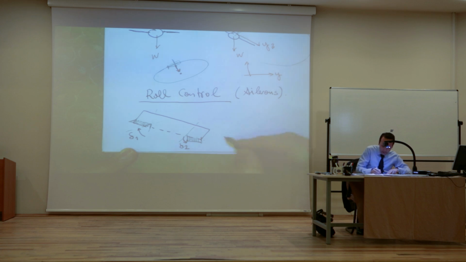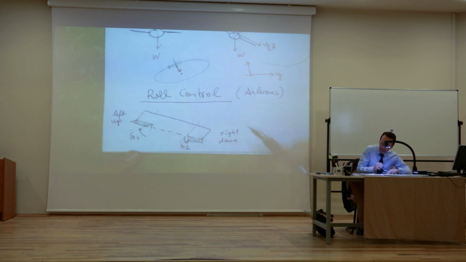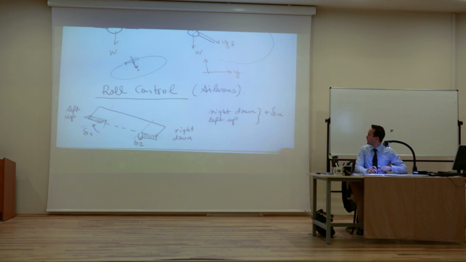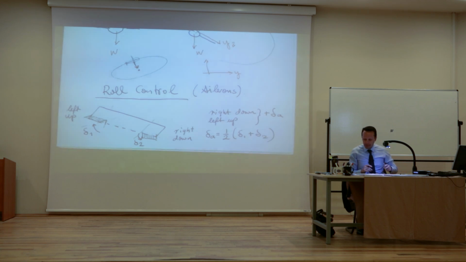So the right side, this is the right. The right side of the wing is down, the left side is up. Okay? And this one we will call a positive del A. So right down, left up, we call it a positive aileron input. Okay? And del A, this aileron input, is really 1 over 2 (delta 1 plus delta 2). So it's kind of the average.